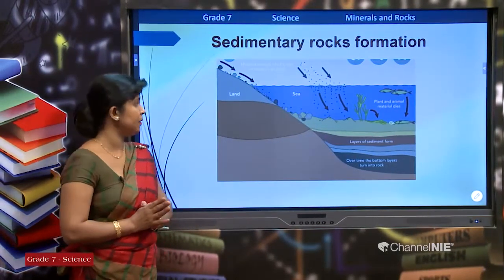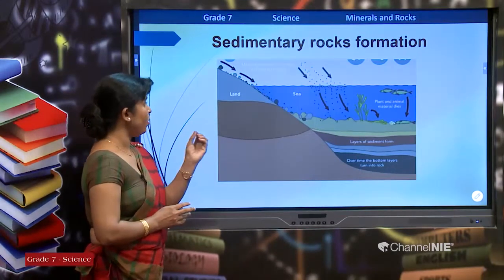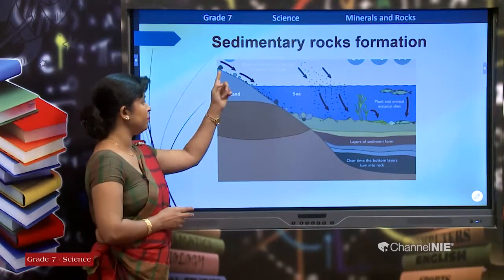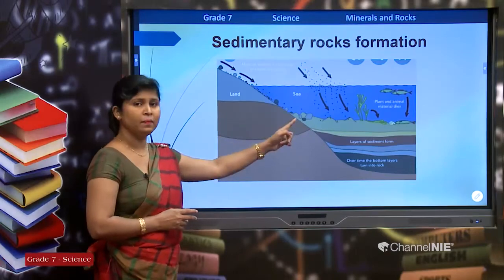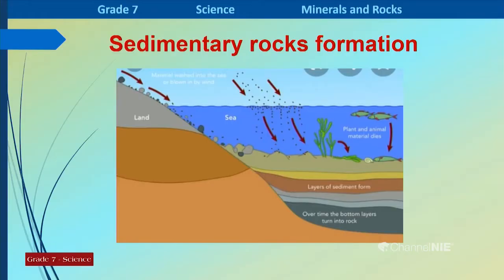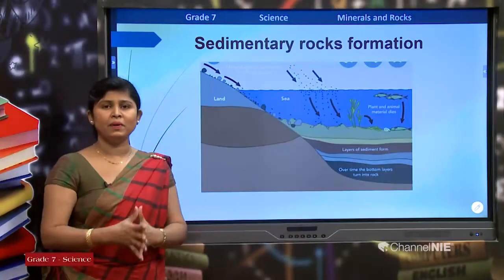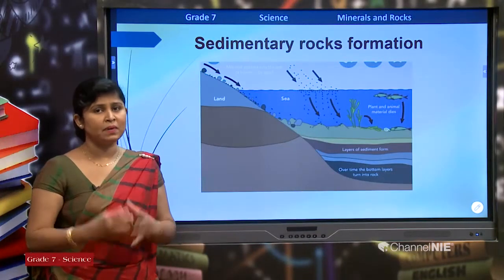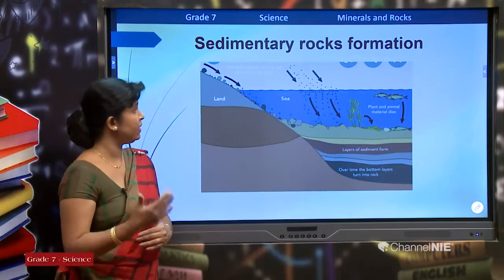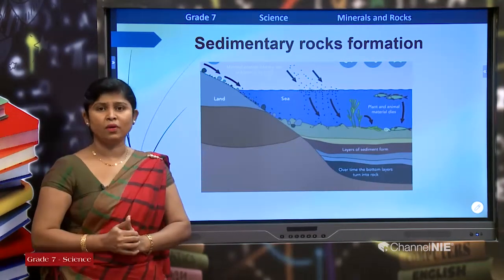Once again we will see, very small particles of rocks are taken by running water and the wind. They get deposited on the bottom of the ocean or rivers, and other substances like decaying plant and animal materials or dead bodies of plants and animals are deposited on that bottom layer, and because of the weight of the upper layers the bottom layer gets pressed and then finally the sedimentary rocks are formed.